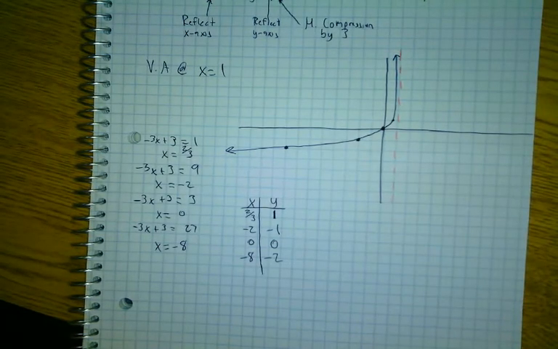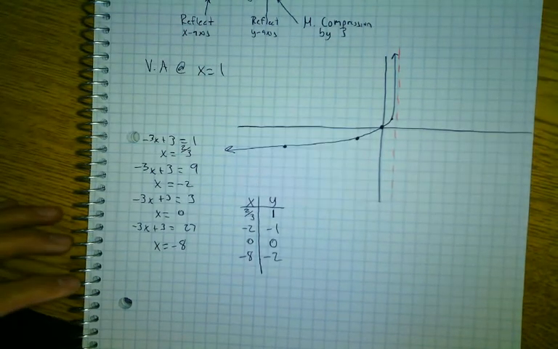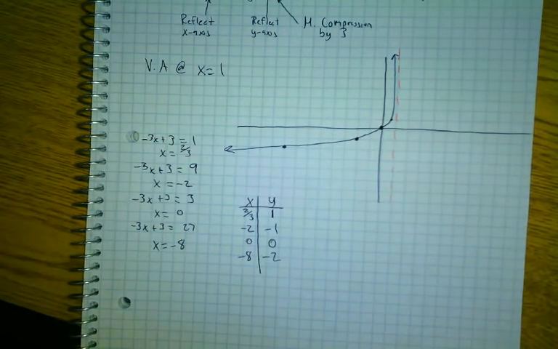Cool? Think about this. We had 2 reflections, right? If you think of the parent function, if I reflect it over the y-axis and the x-axis, it should end up the way that it did. Are you guys with me? Questions about this problem?